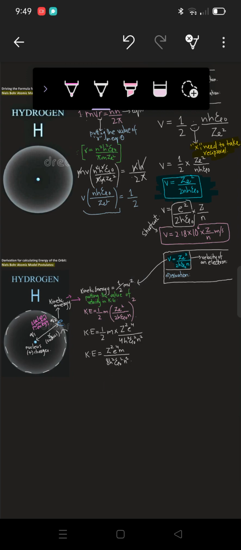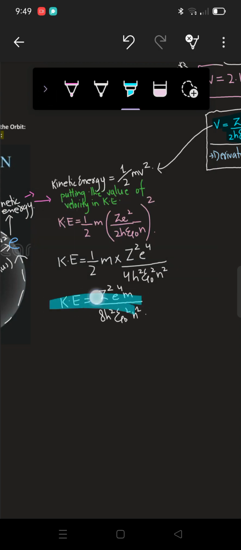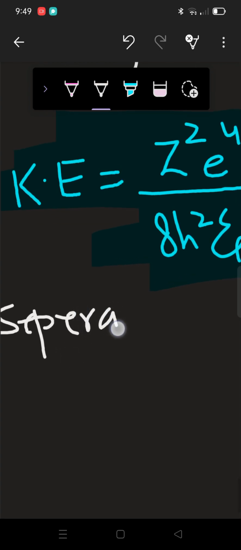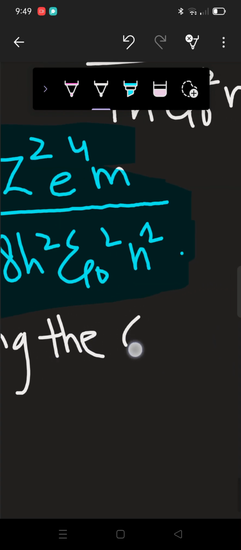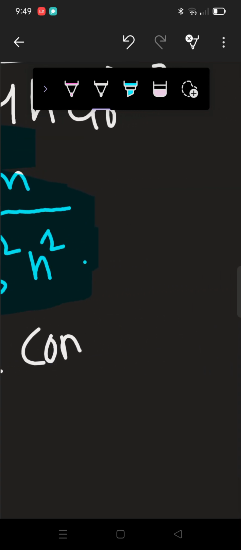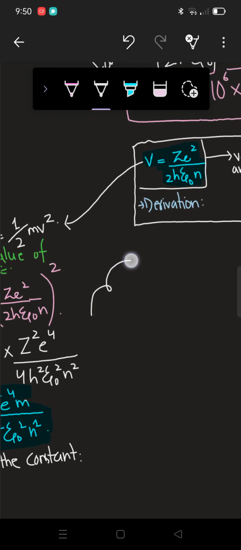We need to separate the constants, and we need to separate the values which are going to change. Now we're gonna separate the constants. So let me write that: separating the constants.